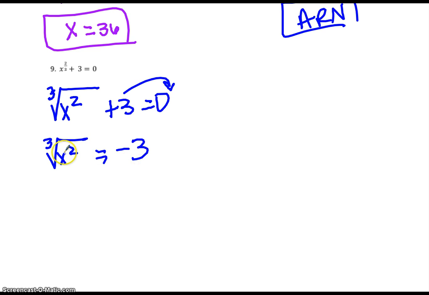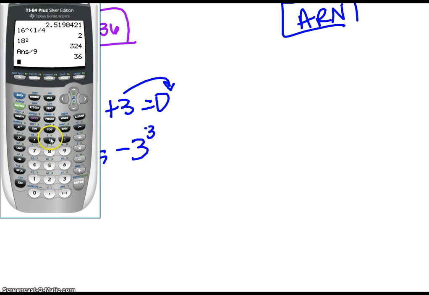Now we've got to get rid of the cube root, so we're going to cube both sides, and this becomes x squared, because when you cube it, you cancel out the root and the cube, and whatever's under there stays just like it was. Equals negative 3 to the 3rd power. Be careful about that. If you're going to do that in your calculator, put your negative 3 in parentheses, please. Otherwise, you might end up with issues, and you get negative 27.